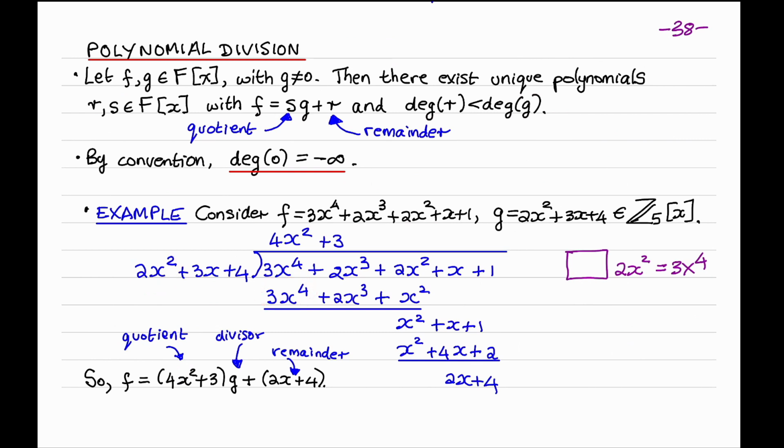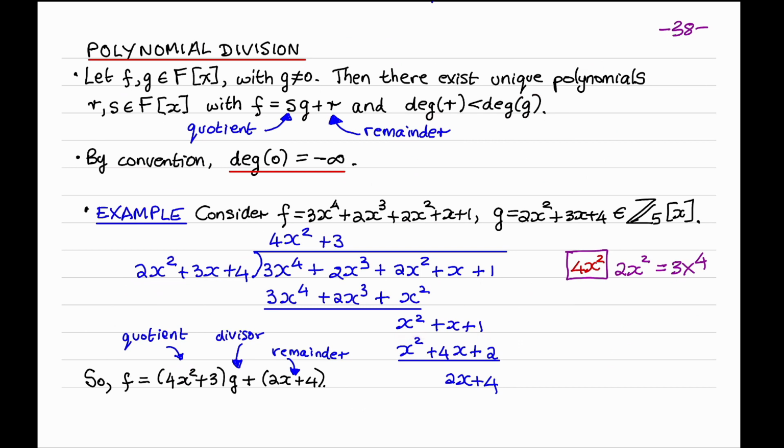And this monomial is 4x squared, because 4 times 2 is 8, which is congruent to 3 modulo 5. So I select 4x squared as the first monomial in the quotient and multiply that with the divisor to get this polynomial. I subtract to get x squared plus x plus 1.